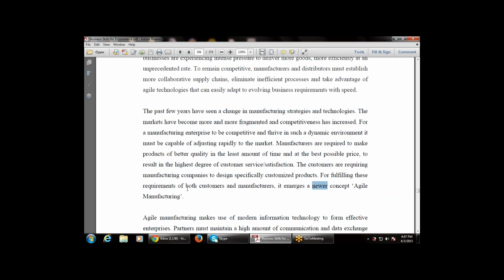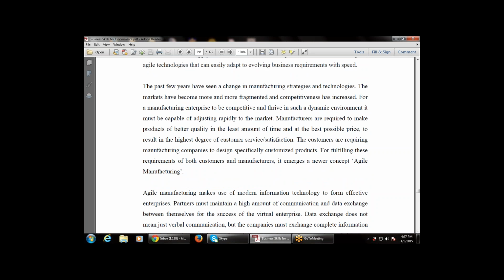For fulfilling these requirements of both the customer and the manufacturer, a new concept emerges. Manufacturers need time to build the product so that the customer will be satisfied, and the customer's requirements are changing day by day. So to manage both the customer and the manufacturer, a new tool is used, known as agile manufacturing.